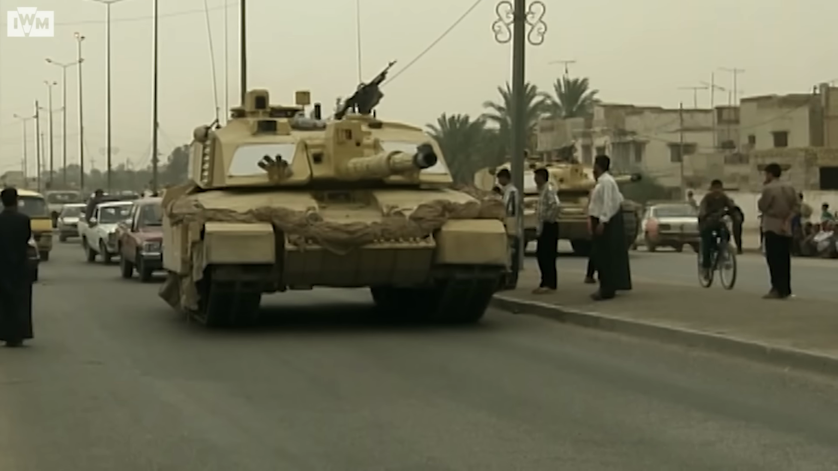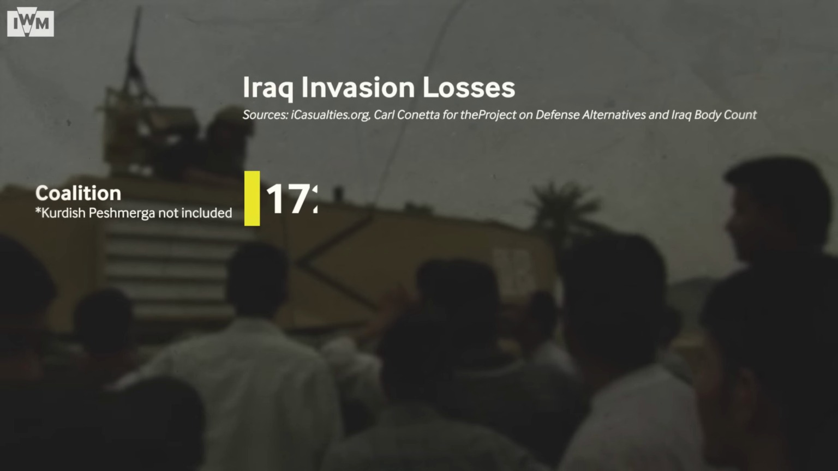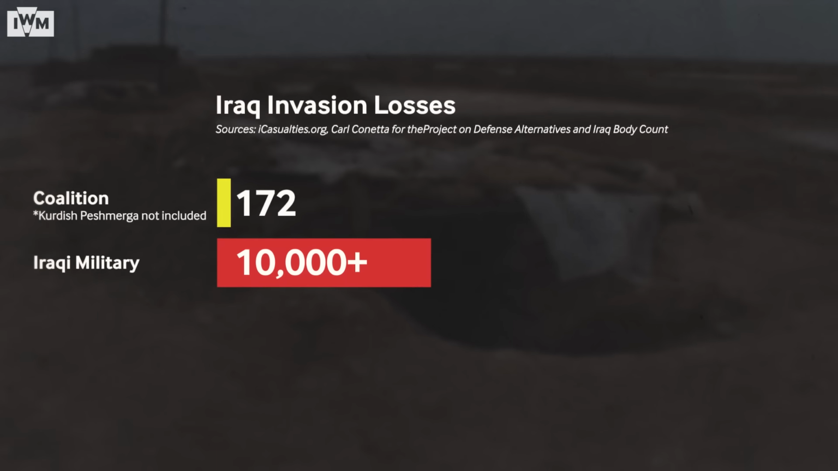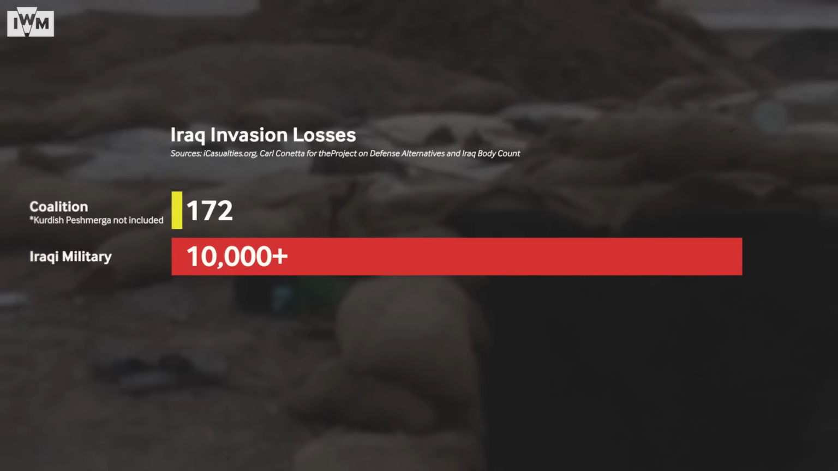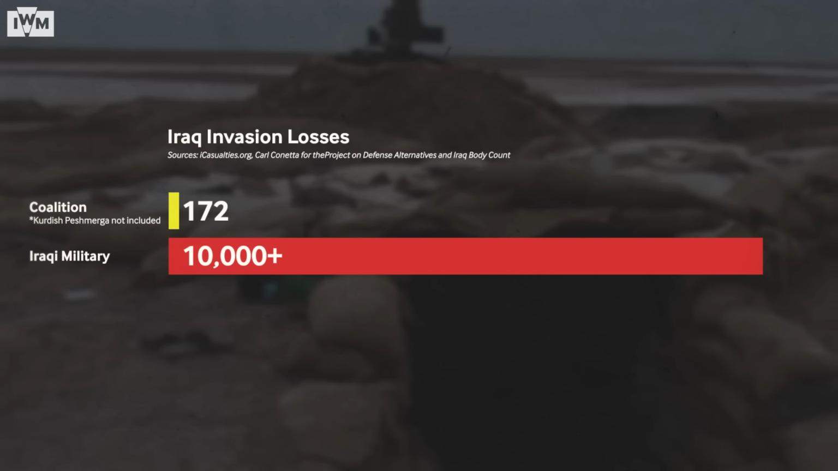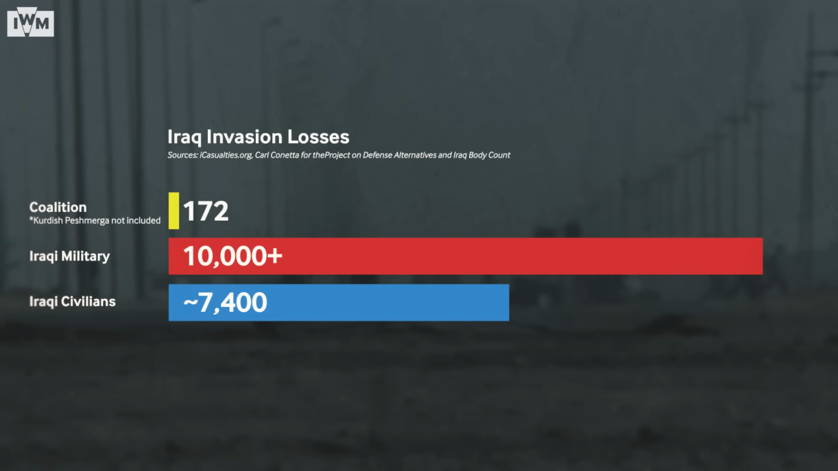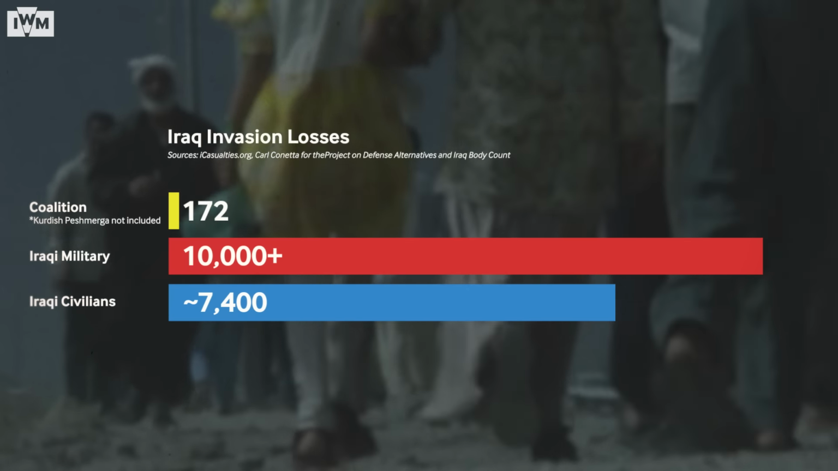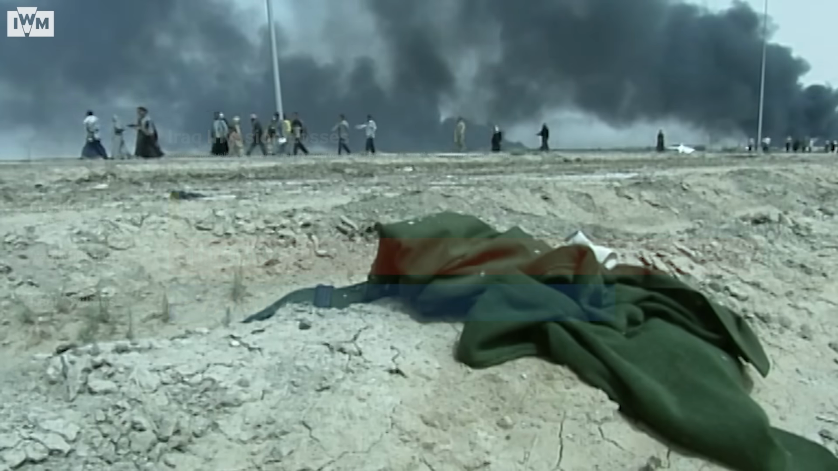The cost for the coalition was also lower than expected, with approximately 172 dead. Iraqi losses are almost impossible to calculate due to the rapid disintegration of their units, but probably number at least 10,000. The number of civilian casualties was also tragically high, with approximately 7,400 killed during the invasion. This tally was only set to rise over the following years.